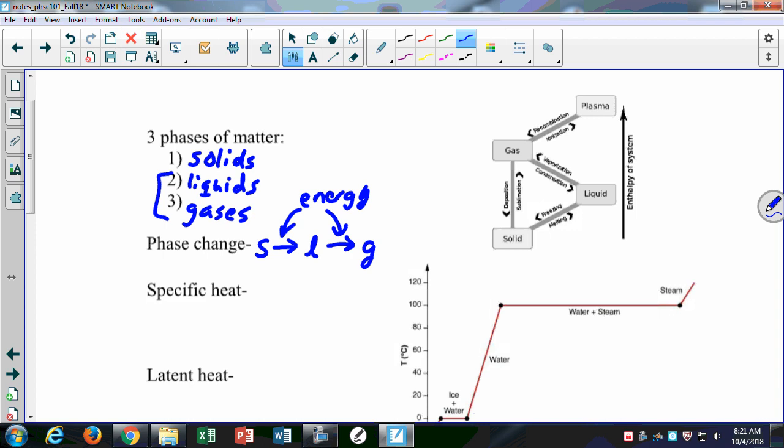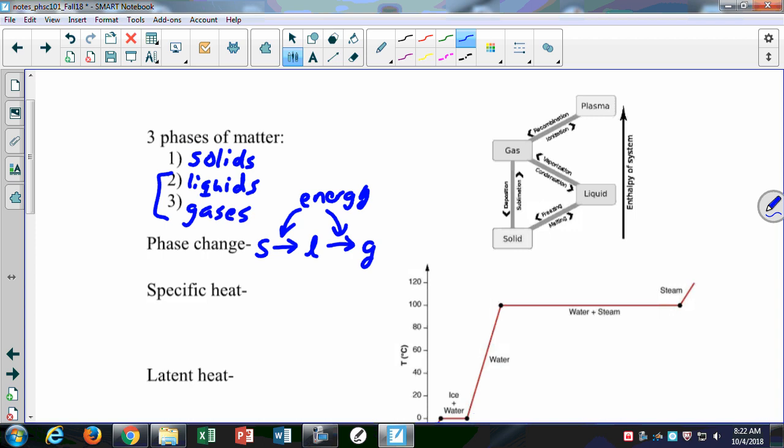And so I can have these changes between phases by putting energy into the system. That energy is thermal energy. It makes the particles begin to move more with respect to one another, and that causes it to go from the solid to the liquid to the gas. In the gas, the particles are moving the most. In the liquid, less than that. And in the solid, the particles are pretty much locked into place. They're vibrating, but they're not moving around like they are in the liquid and gas.